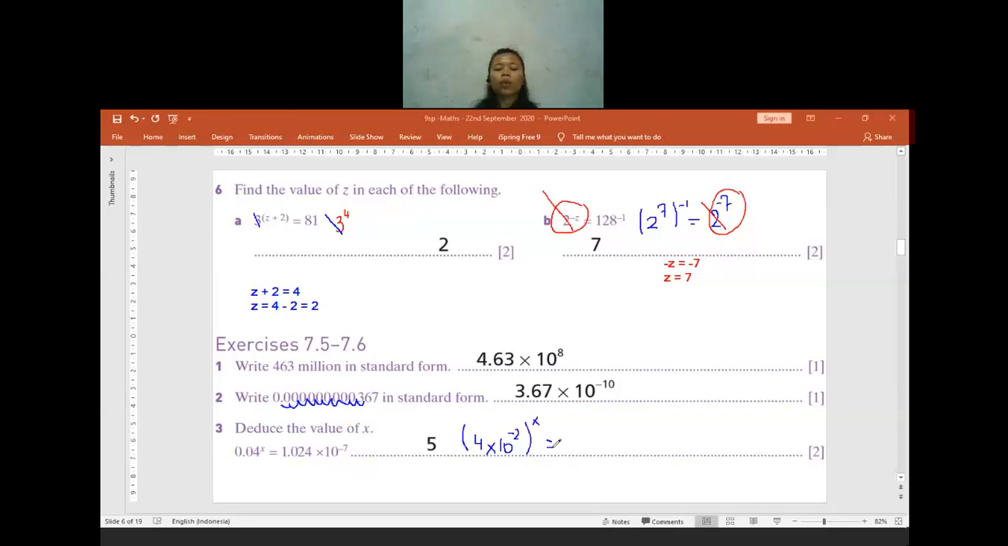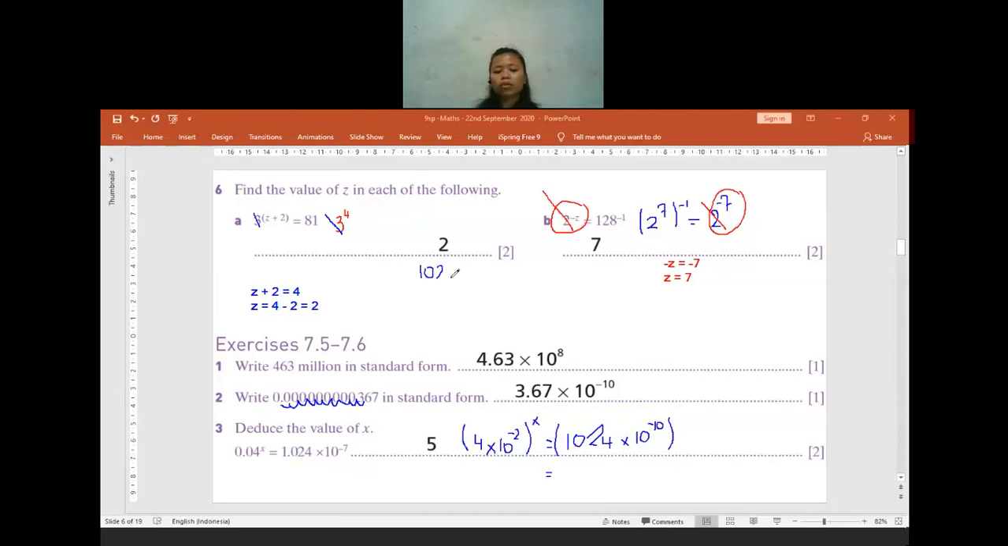Now for the 1.28 times 10 to the power of negative 7, for the 1.024, I will make it into a whole number. So now it will be 1024 times 10 to the power of negative 10. Is it right, or maybe I made a wrong calculation? If you disagree with me, you can tell me. Now you can change the 1024 into a power of 4.